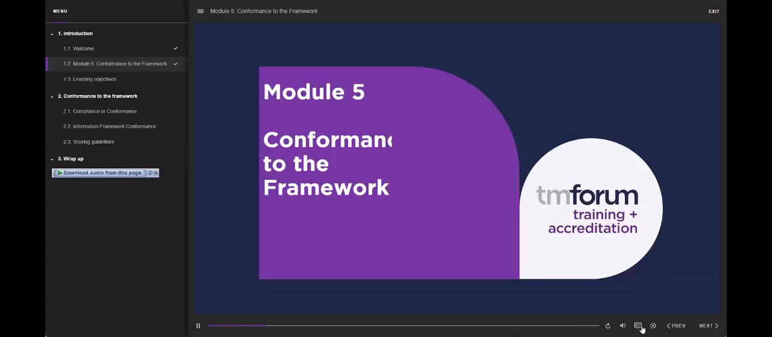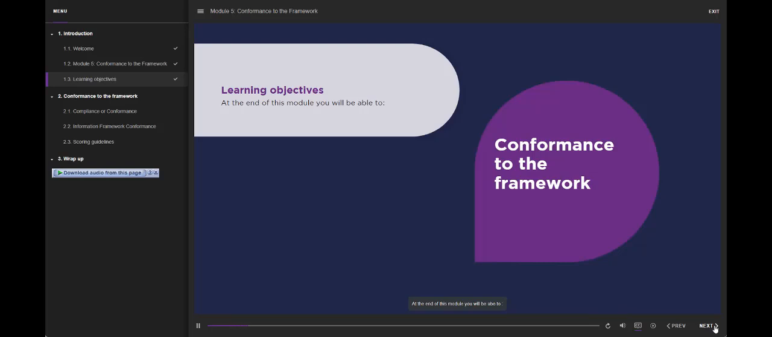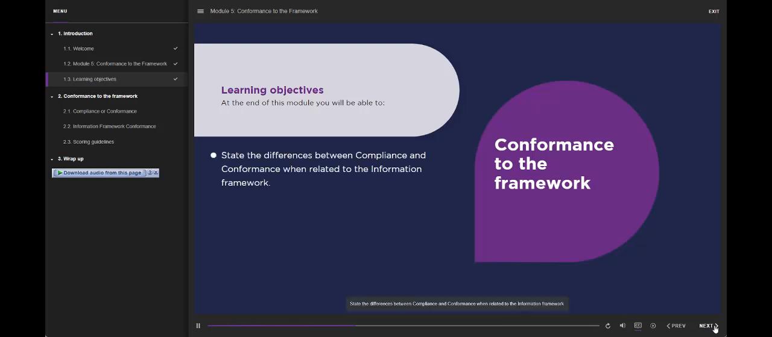In this final short part of the course, we'll look at what it means to be conformant, sometimes referred to as compliant, to the information framework model. At the end of this module, you will be able to state the differences between compliance and conformance when related to the information framework. Explain the basic process to achieve information framework conformance.